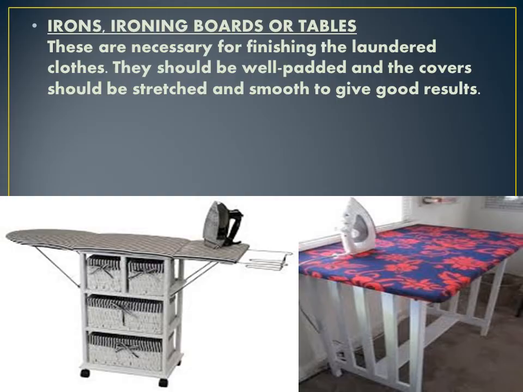The last one, irons, ironing boards or tables. These are necessary for finishing the laundered clothes. They should be well padded and the covers should be stretched and smooth to give good results. The ironing board or table helps to reduce fatigue and also improves efficiency in ironing. The height of the table or board should be adjustable to suit the various members of the family in the ironing of clothes.